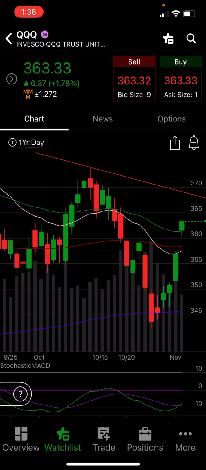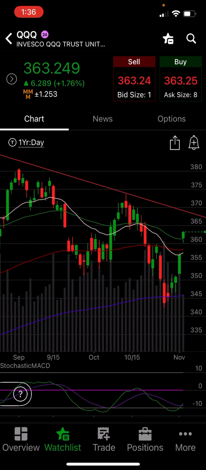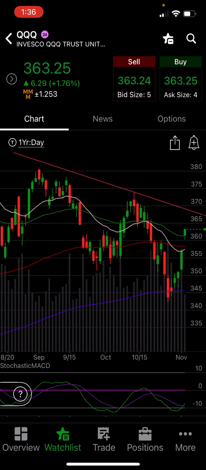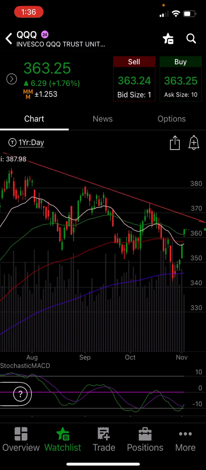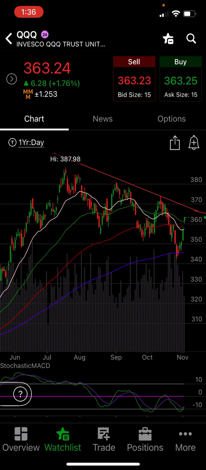Now, typically when this happens, sometimes the market will come back down to either the gap level, which would be around 360, or it may fill the gap entirely all the way back down to that other green bar. We are looking for a pullback because, as you see here, currently on the Qs, we've had a series of lower highs and lower lows. So we are looking for a pullback at some point here.